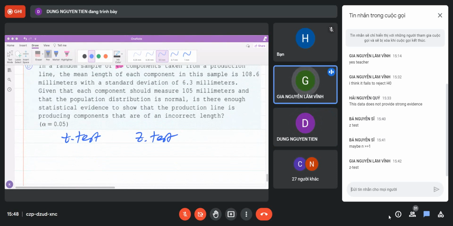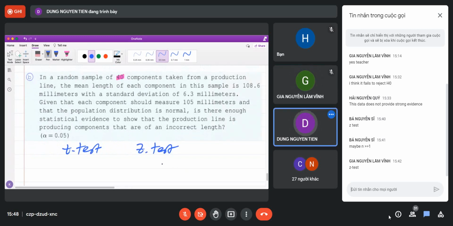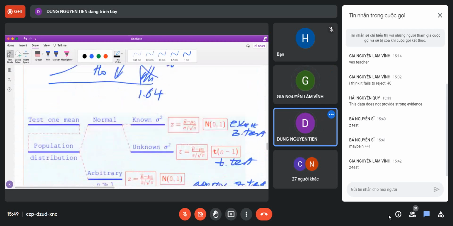Because it assumes that the population distribution is normal and the sample size is 40. Is it considered large enough? Okay. Well, look, if you have the assumption that n is large enough, you use that fact, then you don't use the assumption that the distribution is normal. The point is that in this case, you don't know the population standard deviation, right? Sigma is unknown, correct? Sigma is unknown, so you cannot use this case.